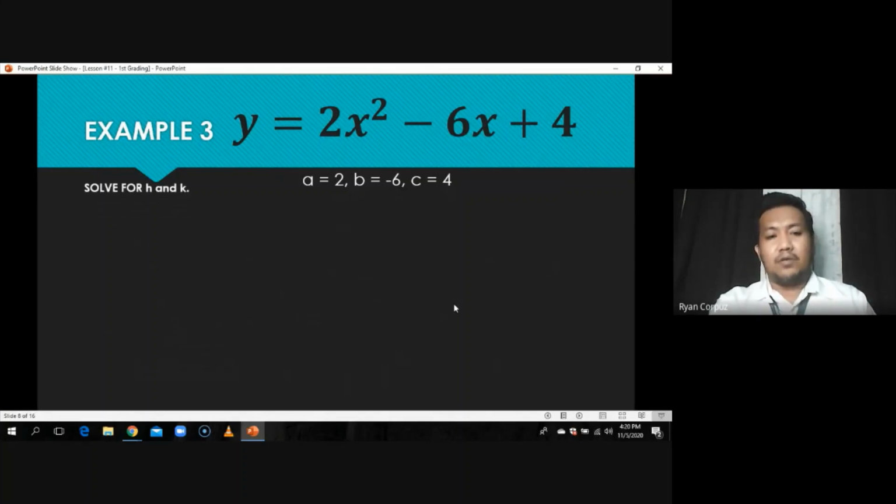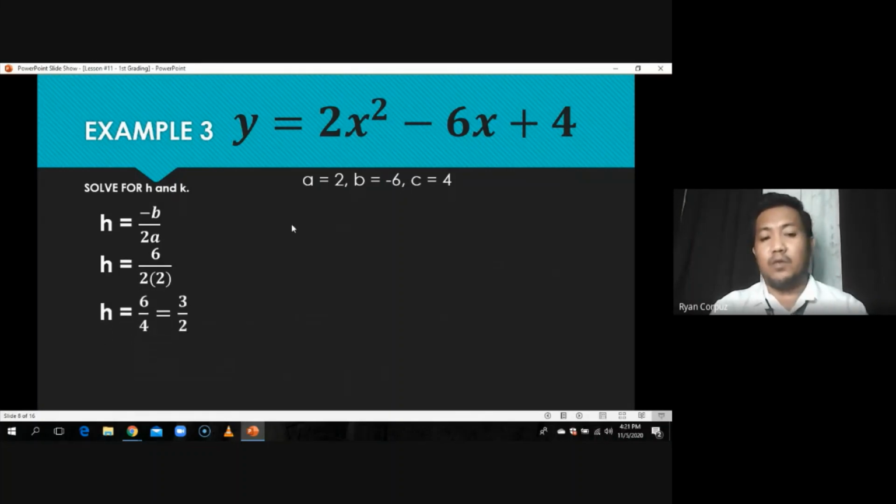Then, solving it using hk, for the value of h, using the expression negative b over 2a, we substitute. We do have negative b, and negative 6, so the opposite sign, substitute 6, then 2 times 2, that's the value of a. Then we'll come up with 6 over 4, which is equal to 3 over 2 in simplest form. So that 3 over 2 is the value of h already. It's already acceptable as an answer, even though it's an improper fraction, as long as it's already the simplest form of it.